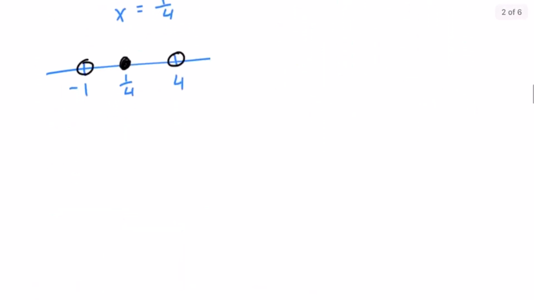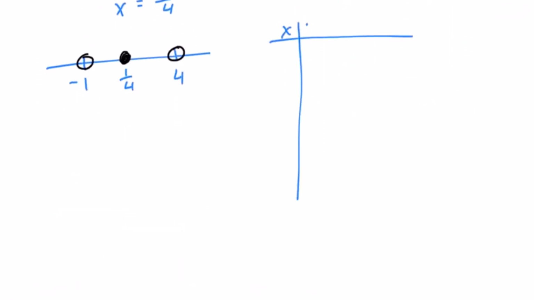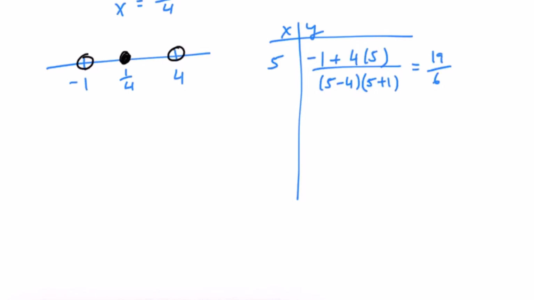Let's test points. We need a number that's bigger than 4. So let's pick 5. And we have negative 1 plus 4 times 5 over 5 minus 4 times 5 plus 1, which is 19 over 6. So this is a positive interval.